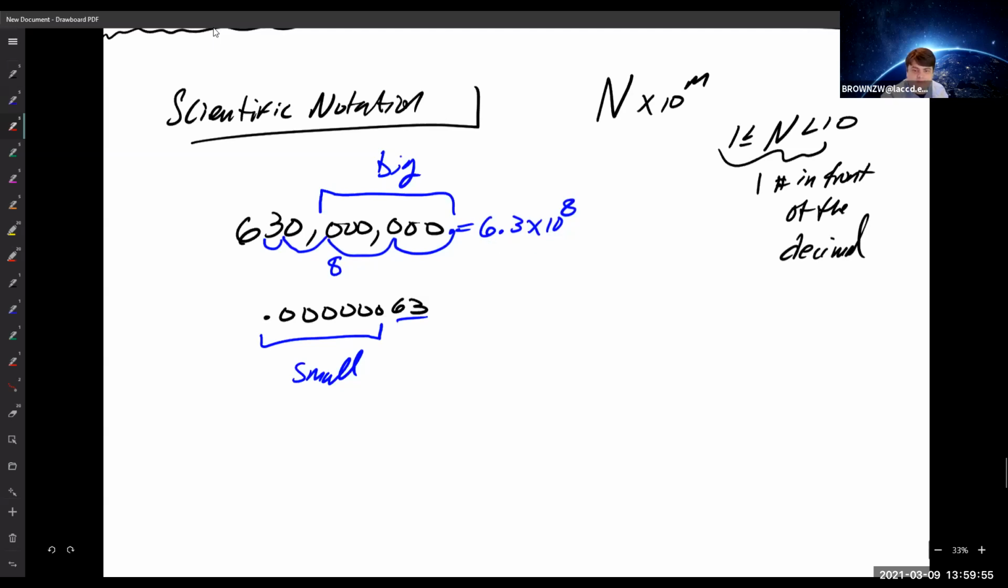Likewise, here on the bottom, kind of erase this bit. If we count this out, we want the decimal place to be in between the 6 and the 3, so that's 2, 3, 4, 5, 6, 7 decimal places. But since this is a small number, this is going to be 6.3 times 10 to the negative 7.